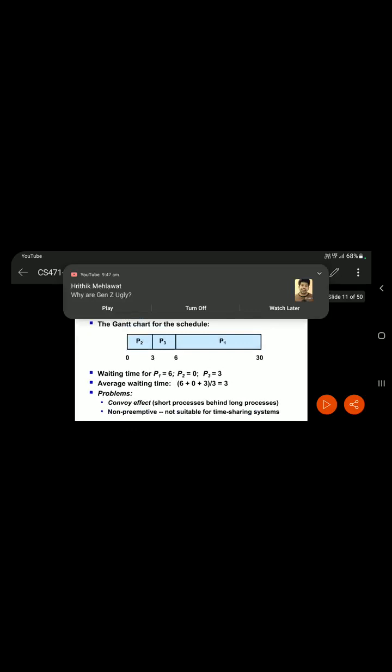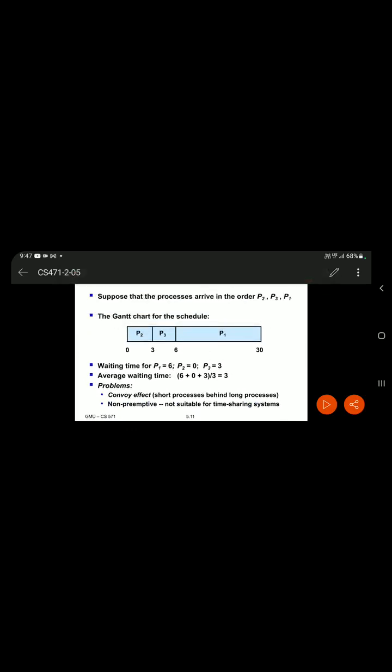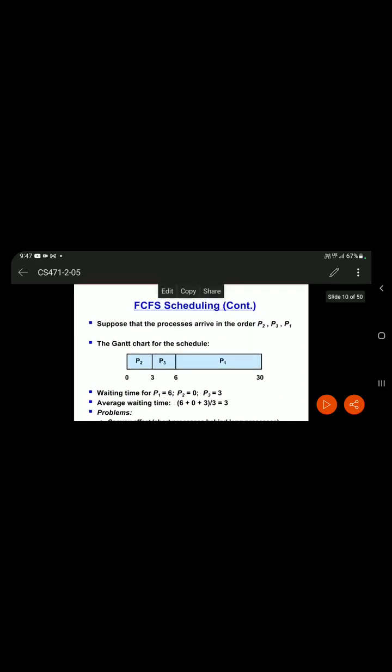But here the problem, that is the disadvantages, is the convoy effect, that is, short processes stuck behind long processes, and it is non-preemptive, so it is not suitable for time sharing systems. Then the processes with less execution time suffer, that is, the waiting time is often quite long for these processes. It favors CPU-bound processes over input-output bound processes. So this was an idea about the FCFS algorithm.